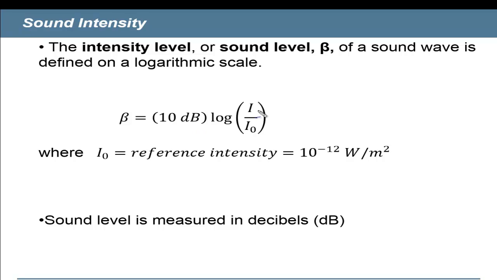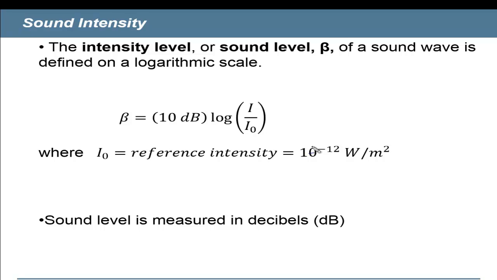If we had a sound level 10 times the reference intensity, so 10 times the most faint noise we can hear, then the log base 10 of 10 is equal to 1. So that'd be 1 times 10 decibels, which is 10 decibels. So 10 decibels corresponds with a noise 10 times as much energy, or 10 times as intense as the faintest noise we can hear.